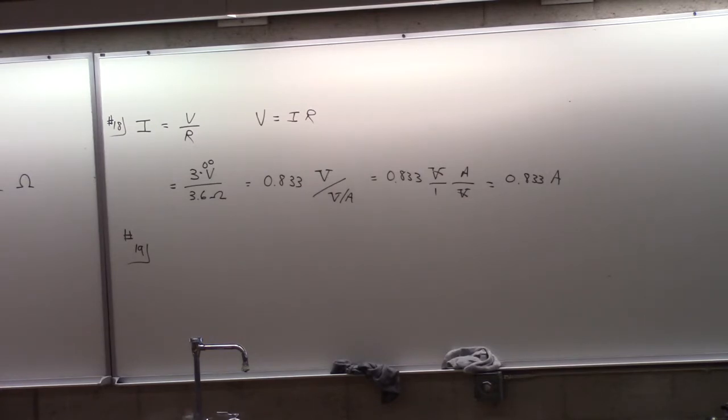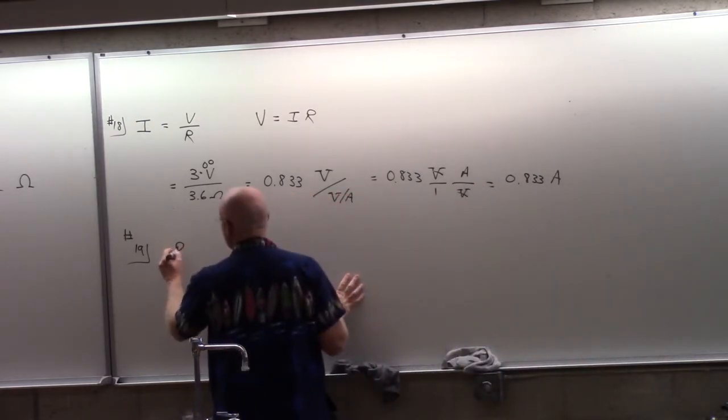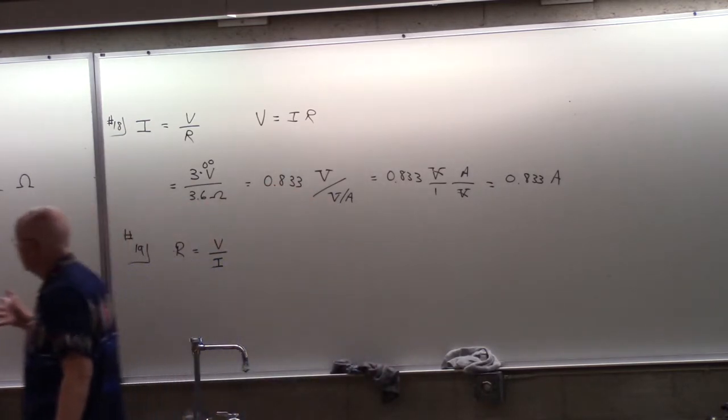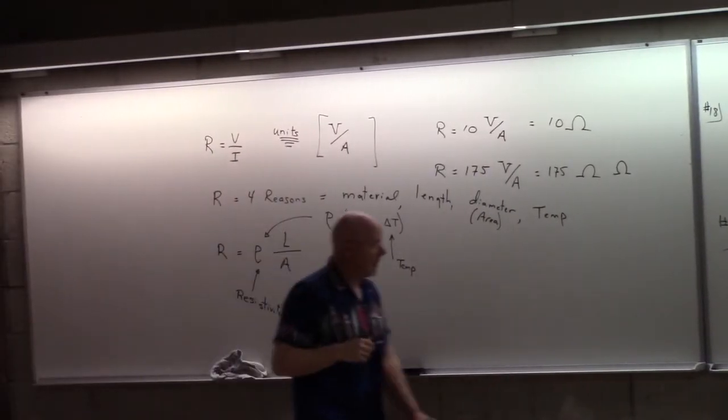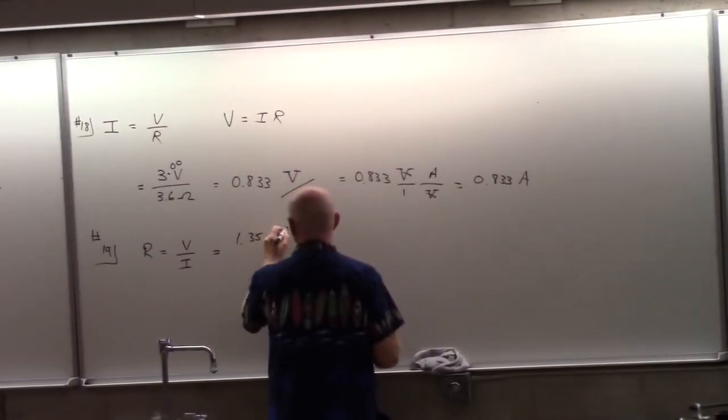All right, so calculate the effective resistance of a pocket calculator that has a 1.35 volt battery through which 0.2 milliamps flow. So we do have some tough units to deal with, but I'm going to start here with Ohm's law, written in this form, as volts divided by current. So the volts was, what did I say, 1.35? So I'll go 1.35 volts.